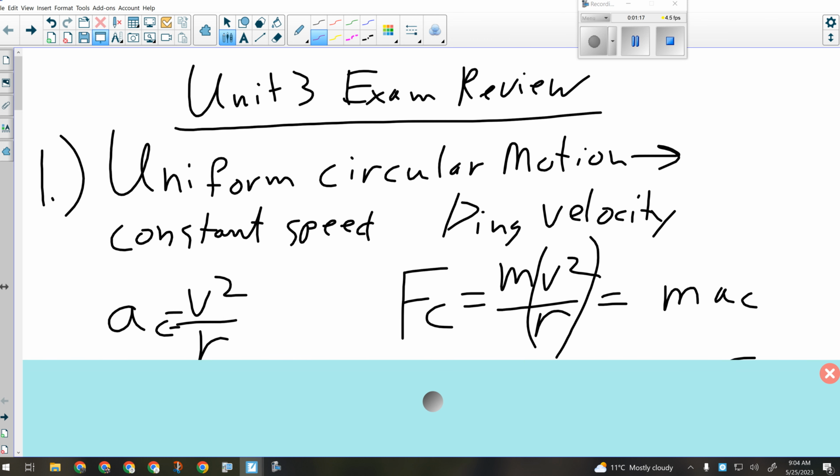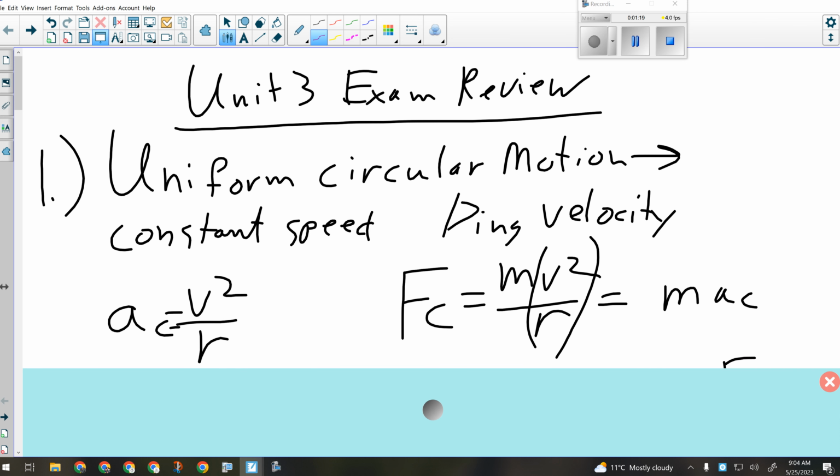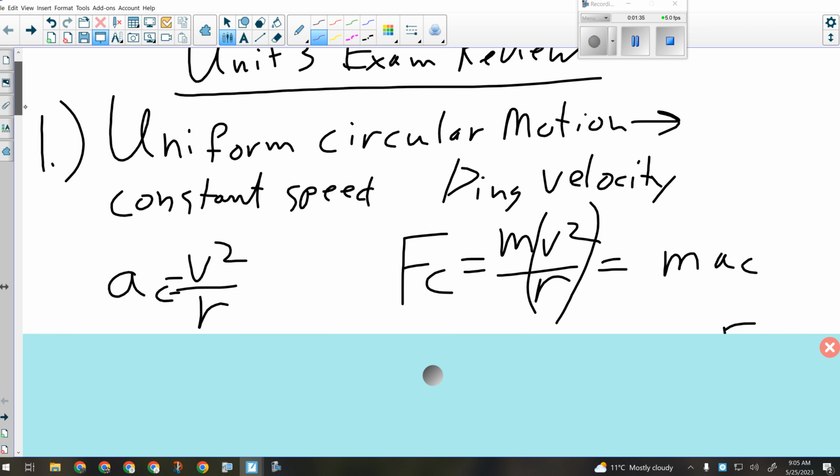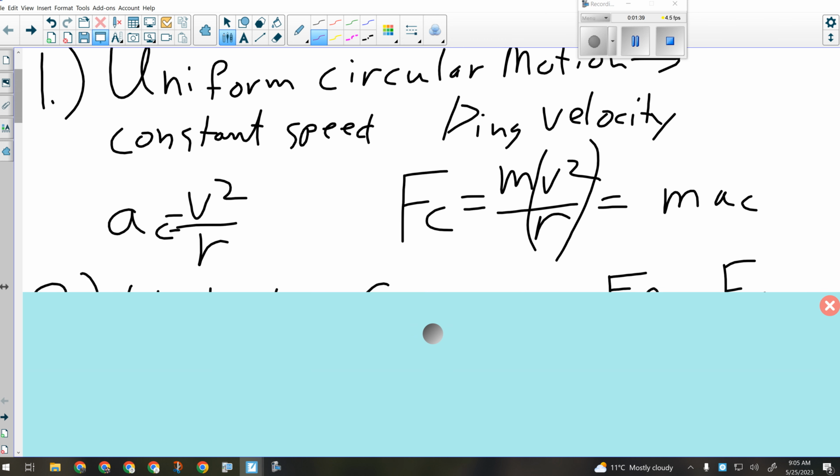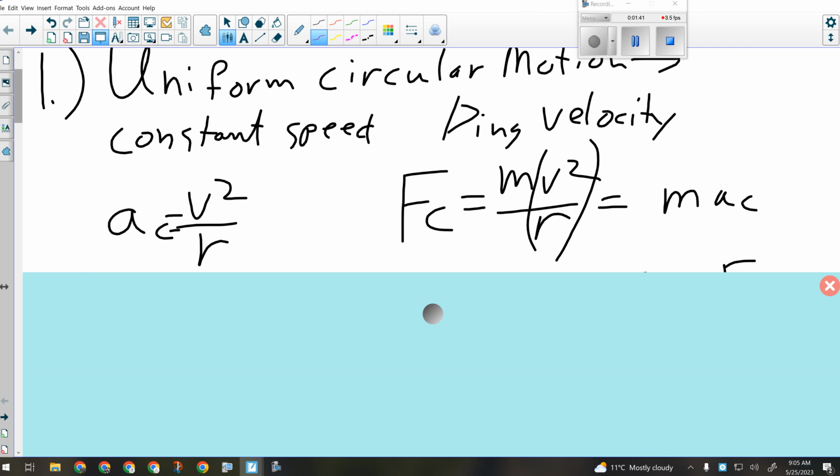And we learned about some of these formulas. a_c equals v squared over r, F_c is mv squared over r, or mass times centripetal acceleration. So basically Newton's second law. Now, the other things we learned that first day were about period and frequency. I don't have them here, so we're going to talk about them.